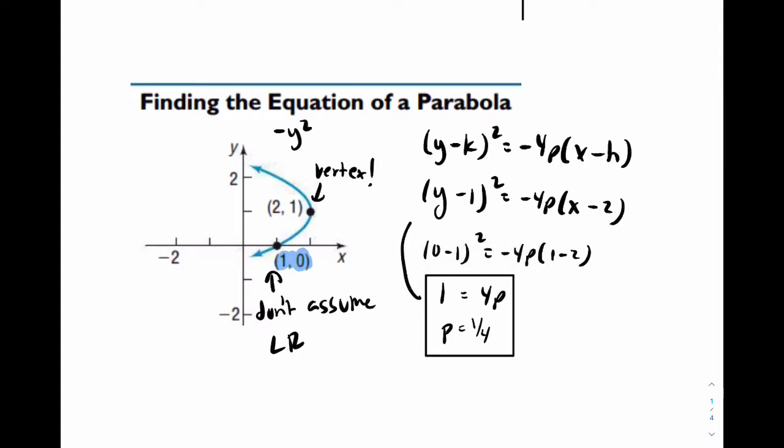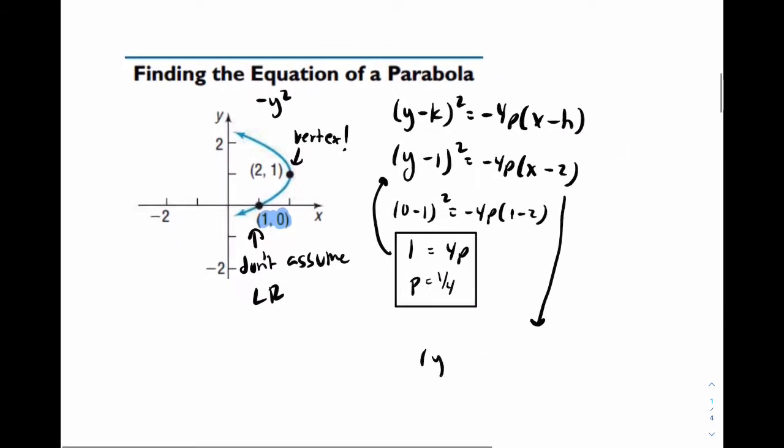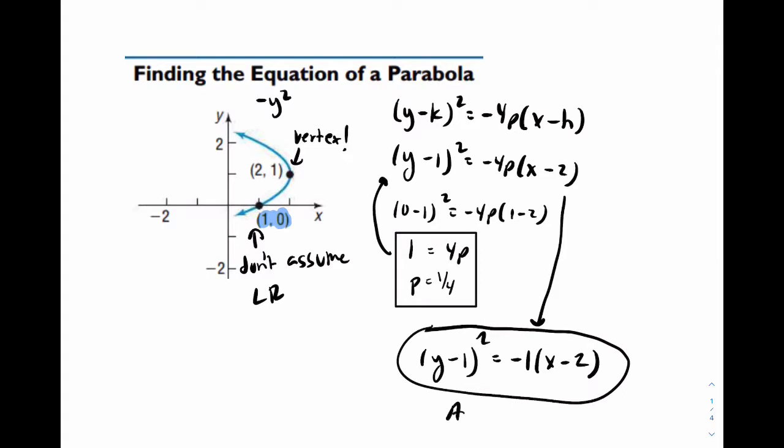Now we're going to plug that into here to make our equation. So y minus 1 squared, that's equal to, if p is a quarter, that's just negative 1 x minus 2. And there's our answer. And we can verify it pretty easily. The vertex is 2, 1. We can see that. And plug in 1, you should get 0.